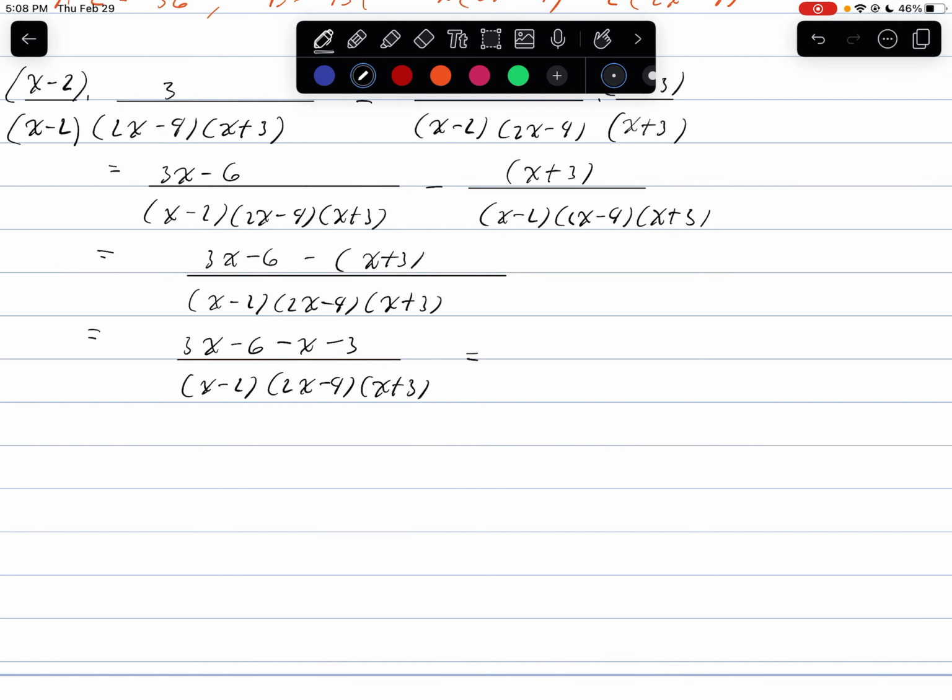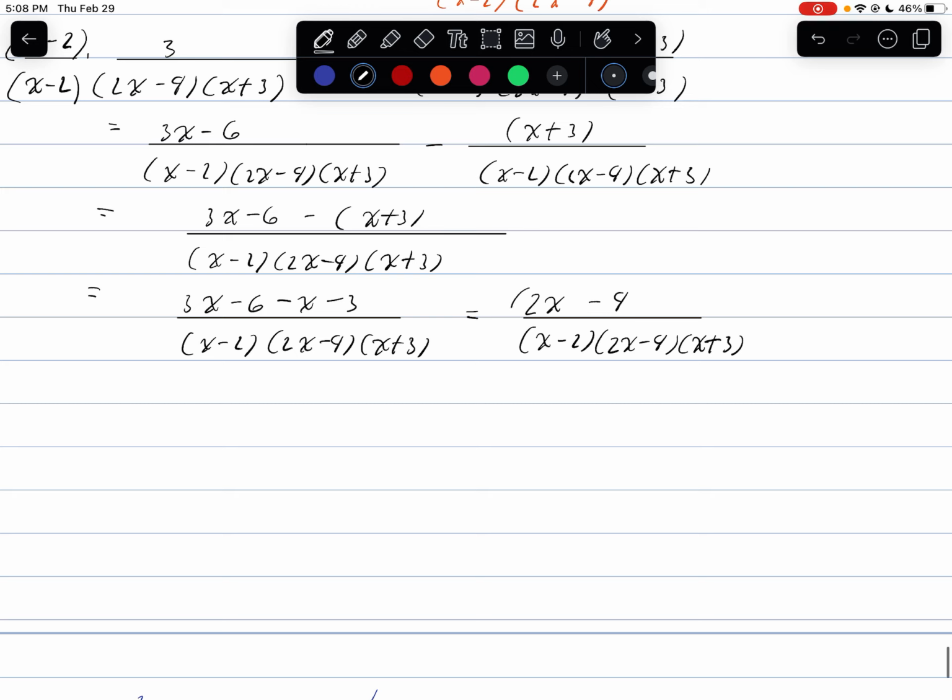And if we simplify this, it looks like we have 3x minus x is going to give us 2x, and negative 6 minus 3 is negative 9, so 2x minus 9 all over x minus 2 times 2x minus 9 times x plus 3. And you'll notice that the 2x minus 9 should cancel with this 2x minus 9, and we'll have a 1 in the numerator, and we'll have x minus 2 times x plus 3. And that would be how you'd simplify this one.